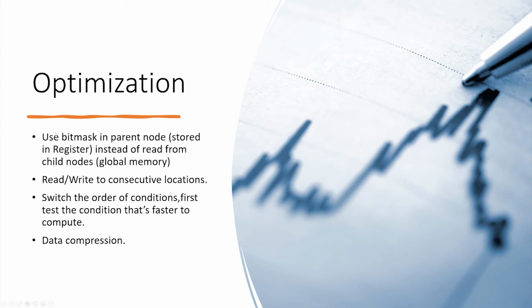And for optimization, I use some bit masking on the parent node, so I can read it from registers instead of global memory. Also, I tried my best to keep my reading and writing operations to consecutive locations. I also switched the order of some conditions, so I always first test the condition that is faster to compute. And also, data compression can increase the efficiency significantly.